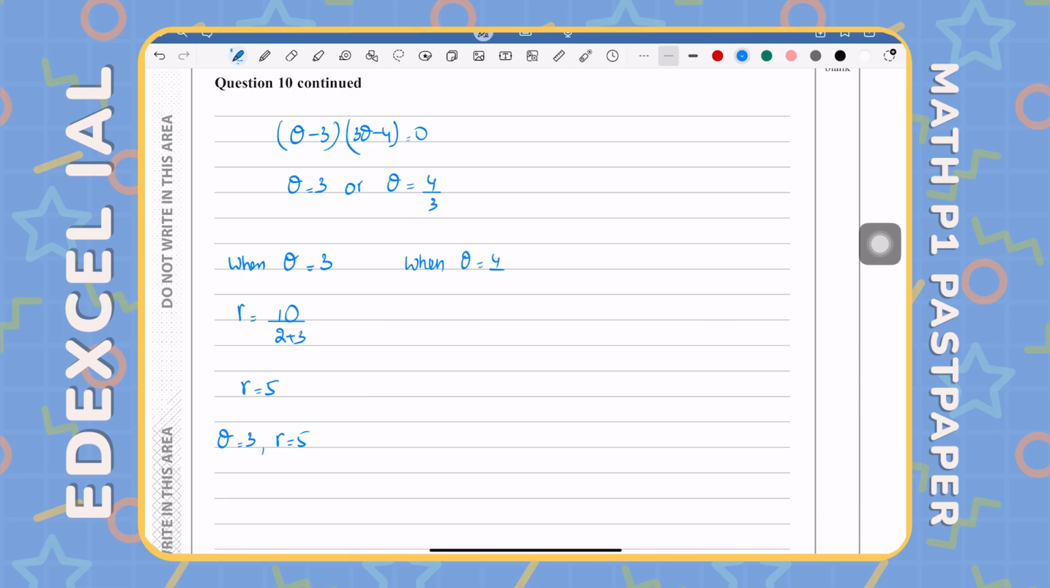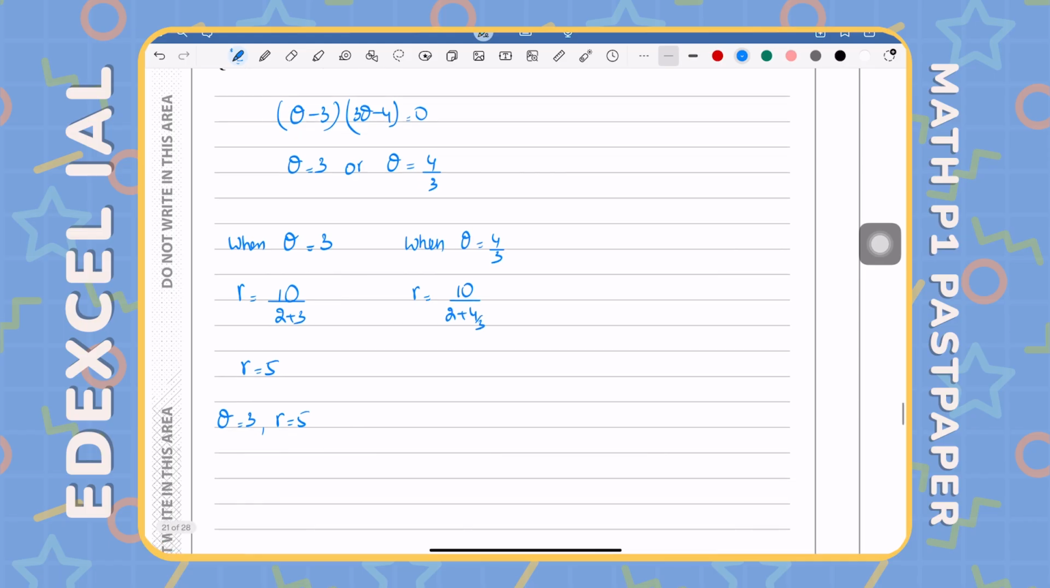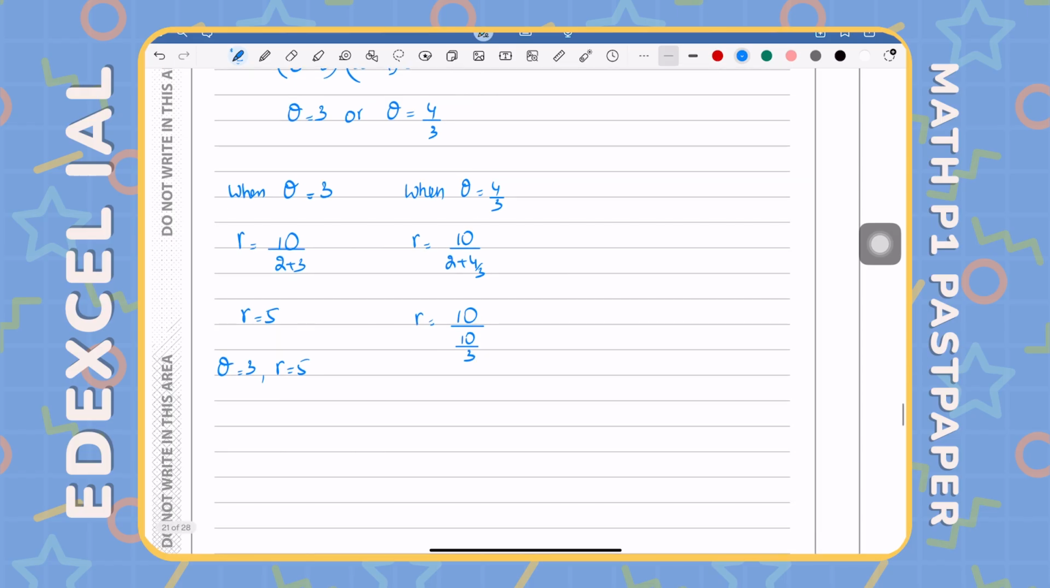And when theta is equal to 4 upon 3, let's see what r is equal to. r is equal to 10 upon 2 plus 4 upon 3. So 4 upon 3 plus 2, that's 3 times 2, that's 6, 6 plus 4 is 10, so 10 upon 3. So 10 divided by 10 upon 3 basically means that r is equal to 3. So once again, let's write it nicely: when theta is equal to 4 upon 3, r is equal to 3. And there you go. These two are basically your final answers.